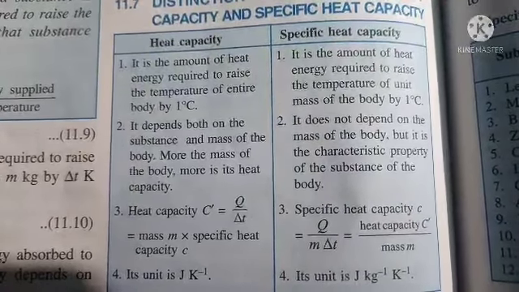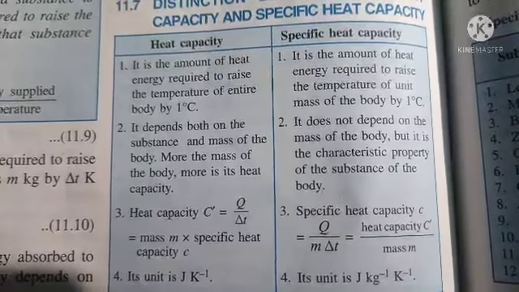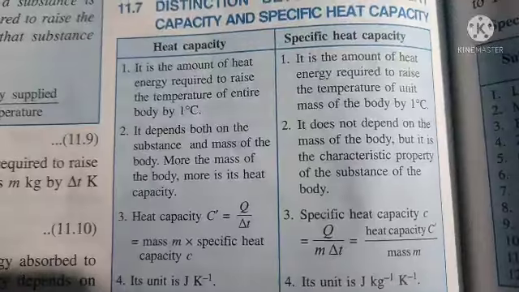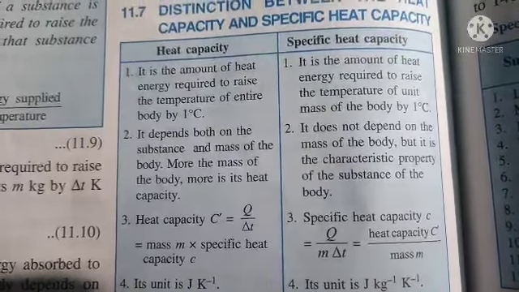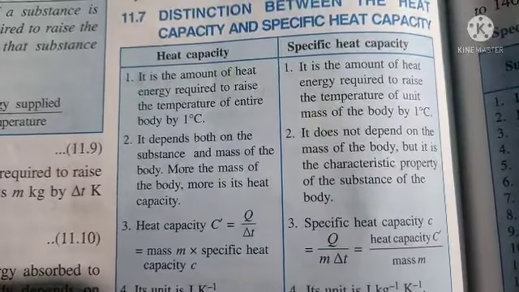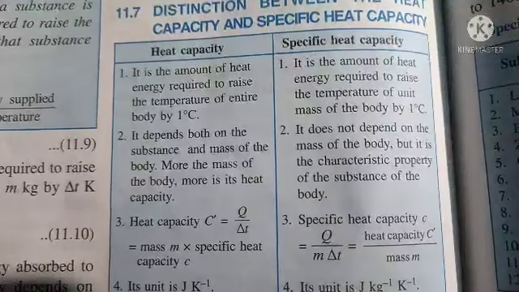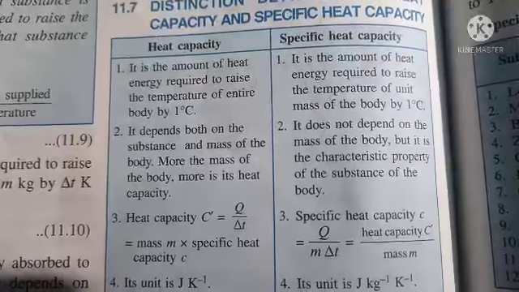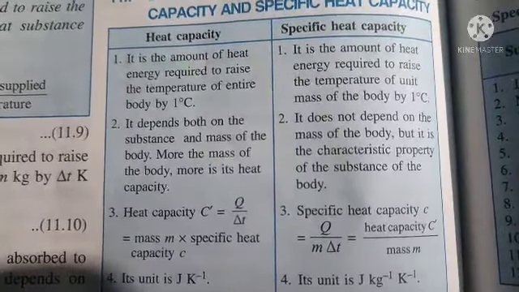Second difference is that heat capacity depends upon both the substance and the mass of the body. More is the mass of the body, more is the heat capacity. Obviously, when you're talking about the heat capacity, we are talking about the entire body. So the entire body can be of greater mass and of less mass also. So greater is the mass of the body, greater is the heat capacity. But in case of specific heat capacity, we're talking about the unit mass. So it doesn't depend upon the mass of the body, but it is the characteristic property of the body.